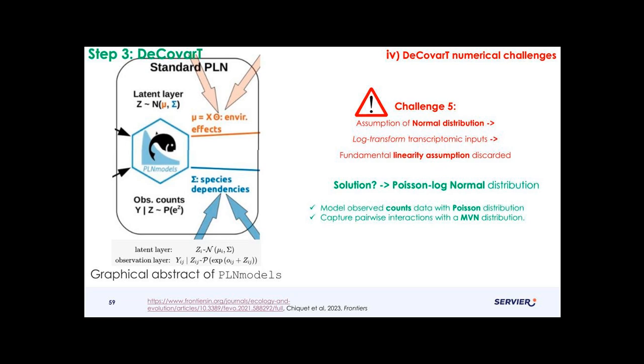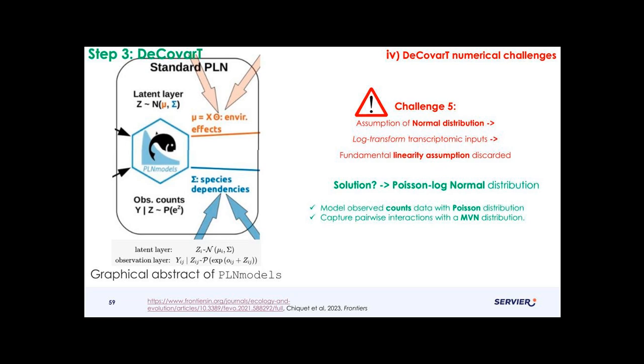Namely, that you can reconstruct your bulk expression profile by simply summing the individual contributions of your cell profiles within your sample. So which other parametric candidate solution could be considered that could better fit the reality, that could better fit the compositional and abundance count nature of transcriptomic samples?